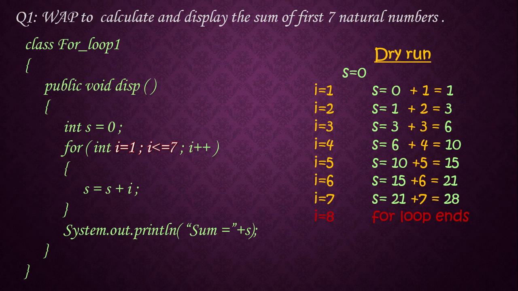So the loop ends. And next my line of execution comes to the printing statement, that is sum equals to where my sum is stored in s. So the value of s is computed and stored as 28. So it will display sum equals 28.